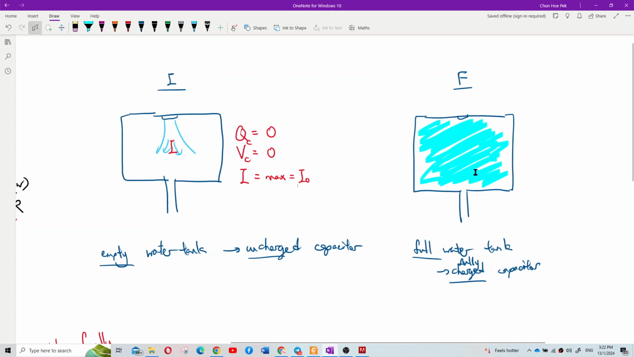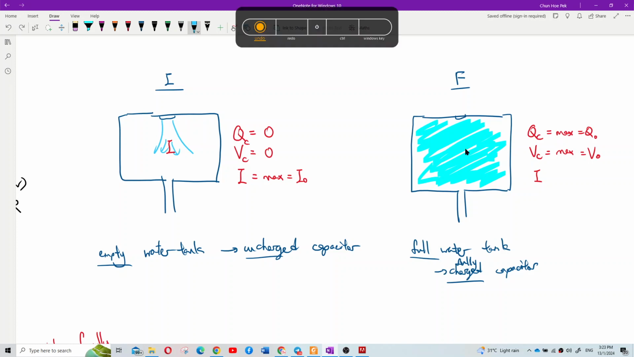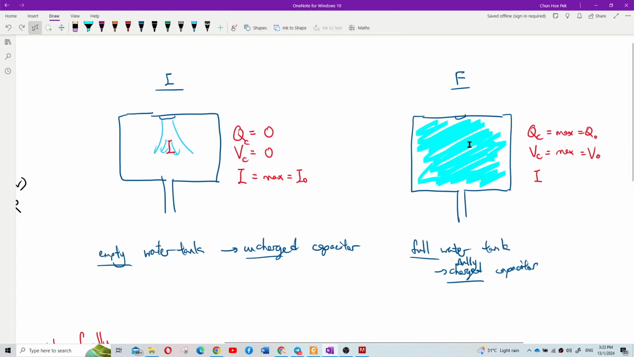But when it's a full water tank, that means the capacitor is fully charged. That means the capacitor charge is maximum already, or Q naught. Okay, voltage across capacitor also maximum, fully charged V naught. But current, adakah air masih masuk kah kelas? Ada air masuk lagi? Tidak kan? Air sudah berhenti. Takkan air masuk lagi? Kalau air masuk, banjir lah you punya toilet.